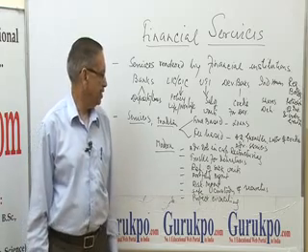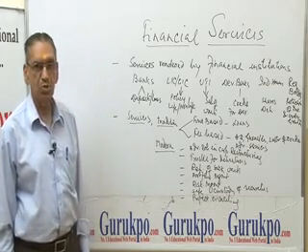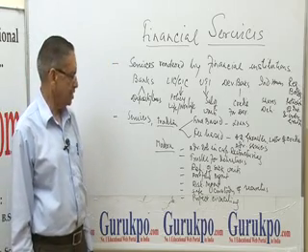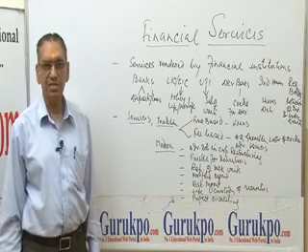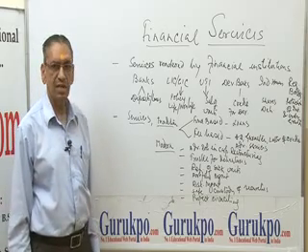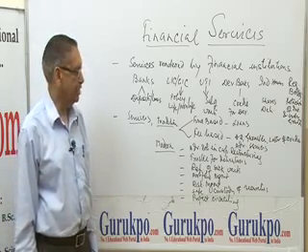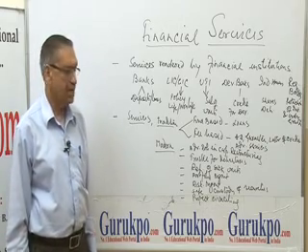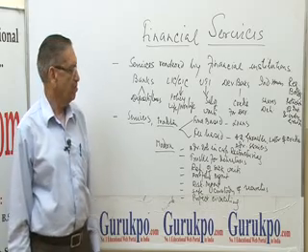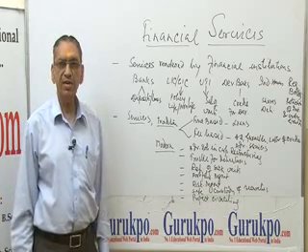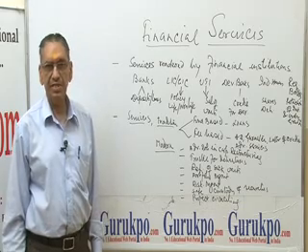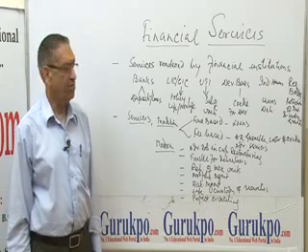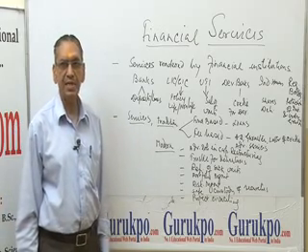Now broadly, these services can be classified into two broad heads. One are known as traditional services, others are known as modern services. Traditional services are also classified into two broad heads. One are known as fund-based services, others are known as fee-based services. Fund-based services are those where funds of banks are involved, and a very good example of such services is various types of loans issued by banks.